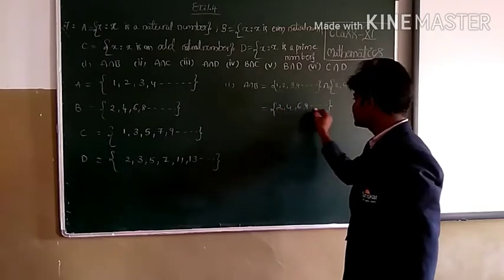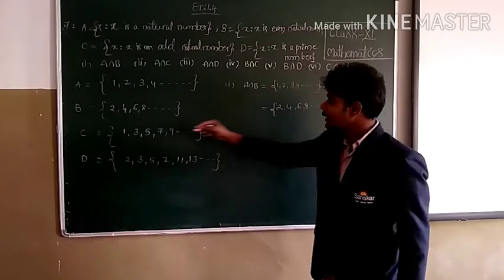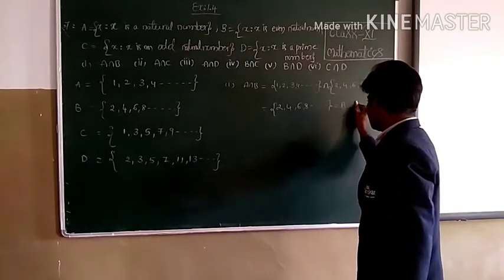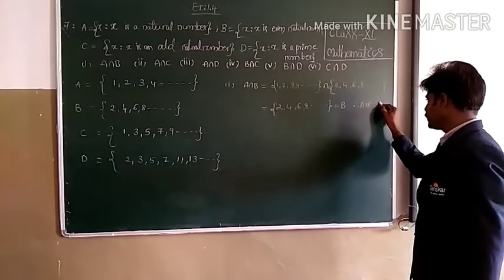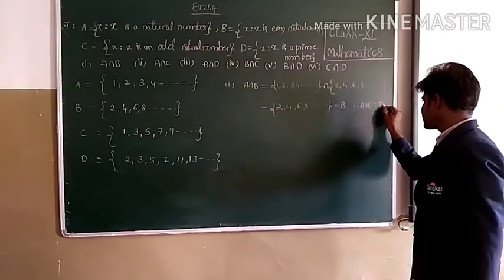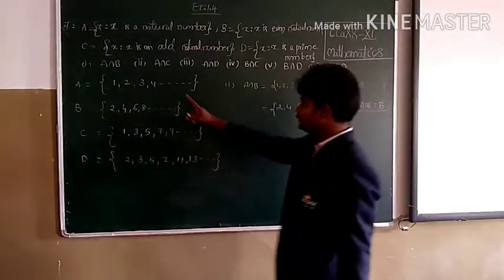So 2, 4, 6, 8, which set does this represent? B, right? So this is B. Finally we conclude that A intersection B is equal to B only. A intersection B is equal to B, right? Next, we will see the second one.